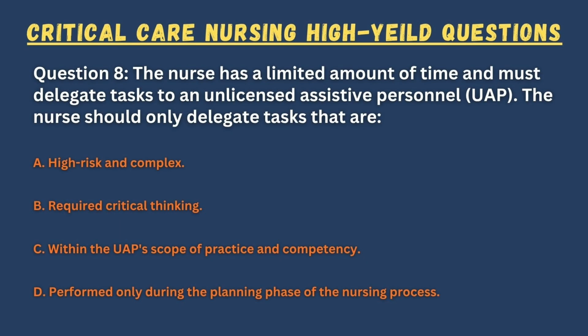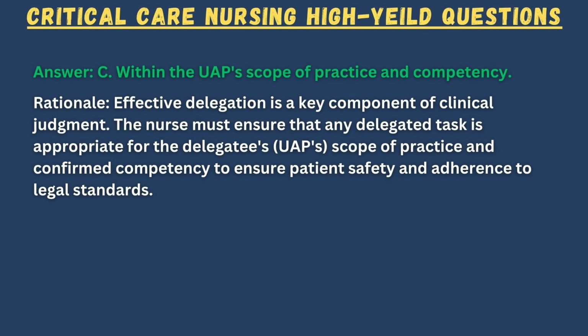Question 8. The nurse has a limited amount of time and must delegate tasks to an unlicensed assistive personnel, UAP. The nurse should only delegate tasks that are A. High risk and complex. B. Required critical thinking. C. Within the UAP's scope of practice and competency. D. Performed only during the planning phase of the nursing process. Answer: C. Within the UAP's scope of practice and competency.